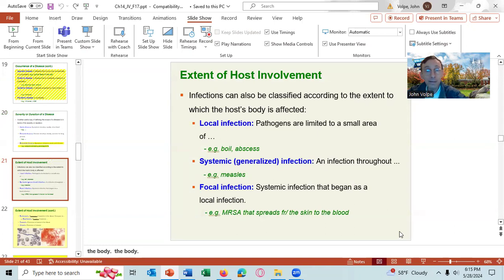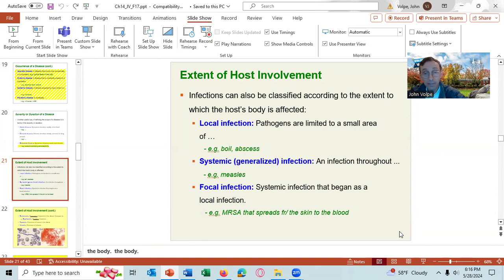When we're talking about disease, it's important to talk about the extent of host involvement in the disease. Infections can be classified according to the extent to which the host body is affected. You can have a local infection, and that is the pathogen is limited to a small region of the body. For example, a skin boil, that's the only region where the pathogen is, causing the skin boil. It is not elsewhere in the body.